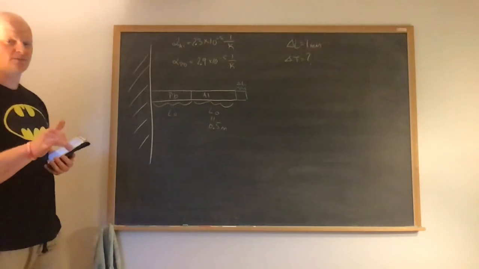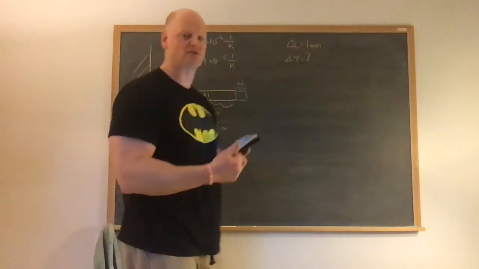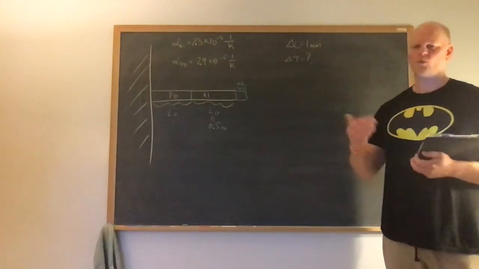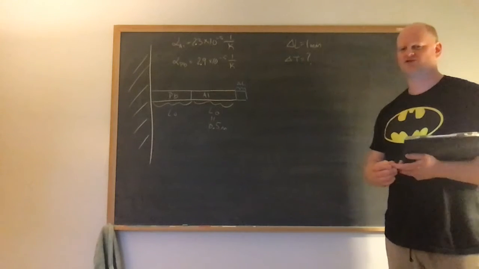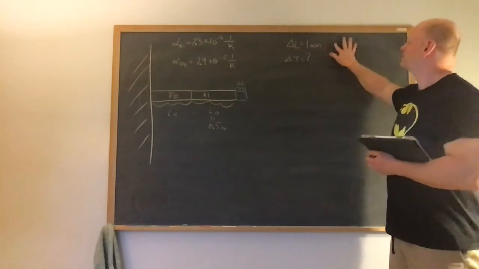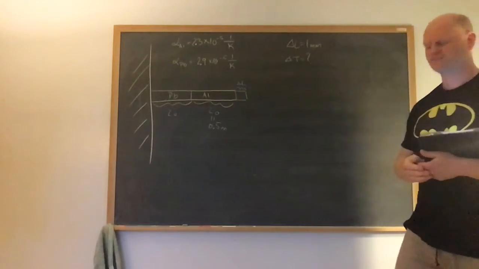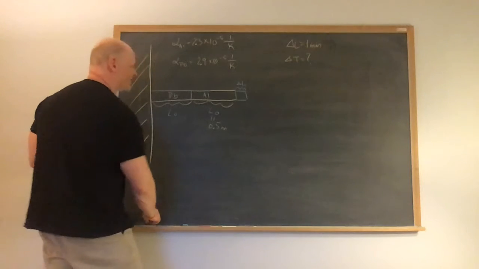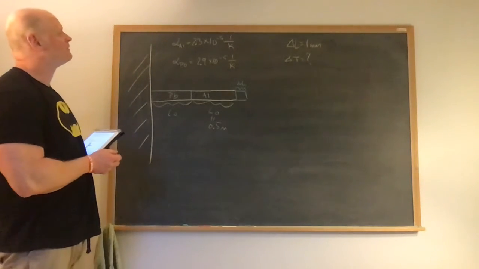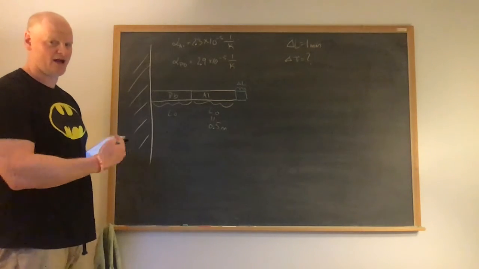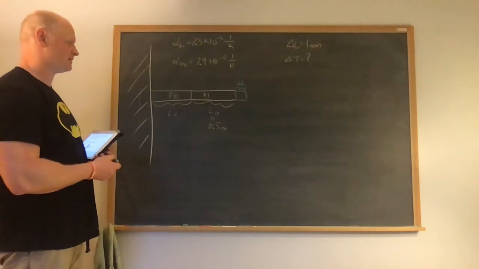We don't know what the initial temperature is, we just know that it's at some initial temperature, but ultimately we don't care. All we really care about is the change in temperature: how much temperature change occurred as this caused the system to increase by 1 millimeter. First thing to note is that since each of these two has a different alpha, they're not both going to increase the same amount, even though the initial lengths are the same.